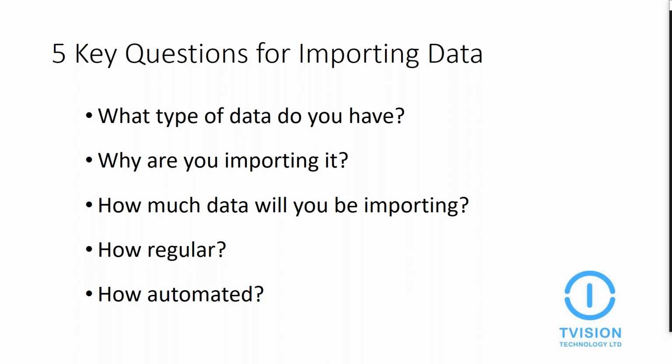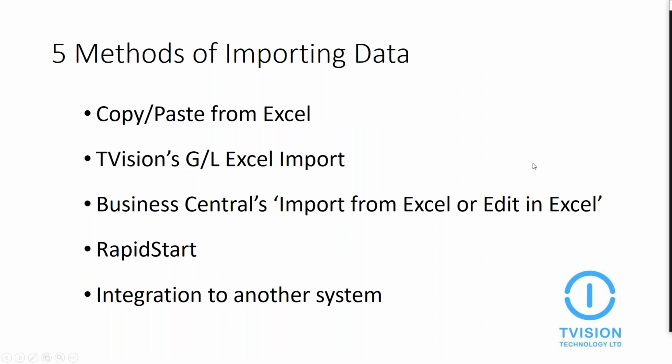These options are copy and paste from Excel for a small amount of data where the data format is similar to NAV. TVision's GL Excel import for a larger amount of data. Perhaps this is where the format is similar, but some columns may be in a different order. Business Central's import from Excel or edit in Excel if you're on the latest version and you have a small amount of data. Rapid Start if you have a larger amount of data or you need to import regularly. And then integration to another system if you have a large amount of transactional data and or want to import daily. I'll now hand you over to Ian, who's going to be doing the demo.